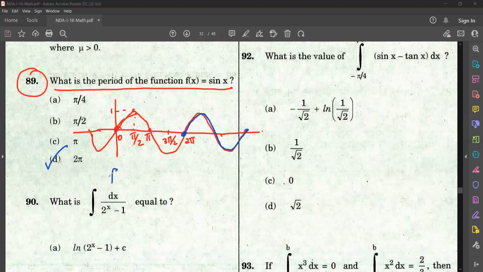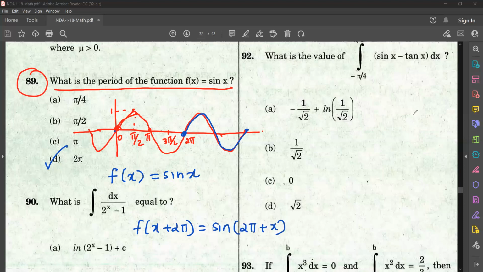Or if you want, you can check like this. f of x equal to sin x. Whether it is repeating, for that just check x plus 2 pi. What is f of x plus 2 pi? That will become sine of 2 pi plus x. Sine of 2 pi plus x means which quadrant? First quadrant, where sine is positive, so we get sin x. So after 2 pi the sine wave repeats, isn't it? So the period of sine is 2 pi. Period means nothing else; we have to check after what interval the function repeats.